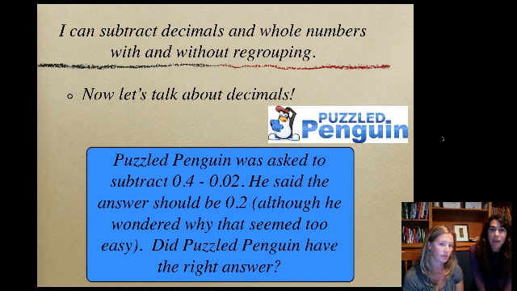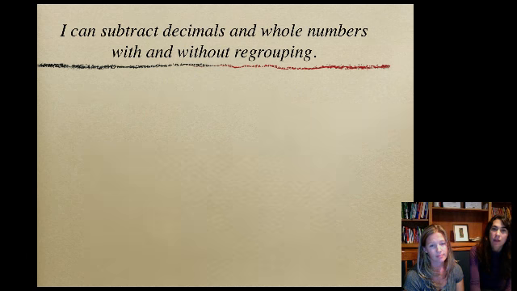So, did Puzzled Penguin have the right answer? What do you think? I mean, I can see why he got 2. Right. I understand what he did, but I don't think he did it right. It must be too easy. I think it was too easy. All right. Well, we'll walk you through it, and hopefully you'll see why he is wrong.